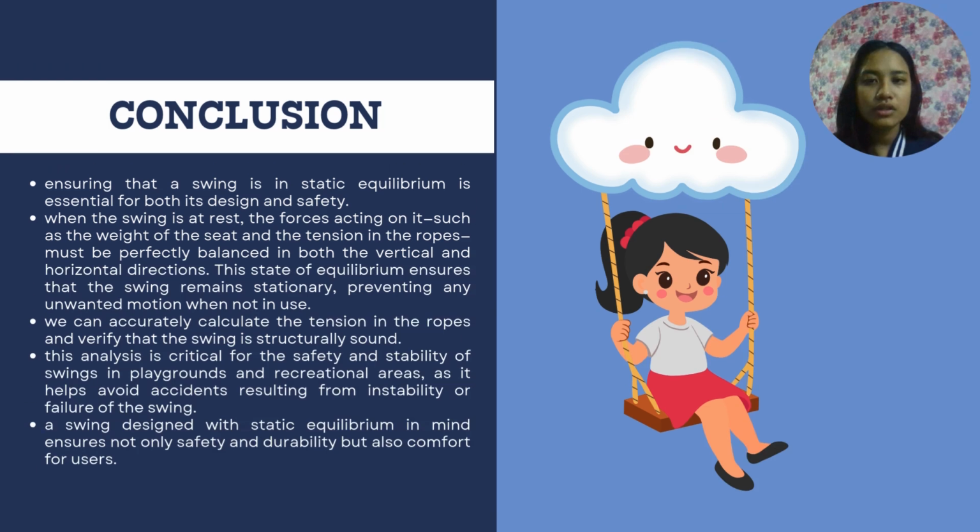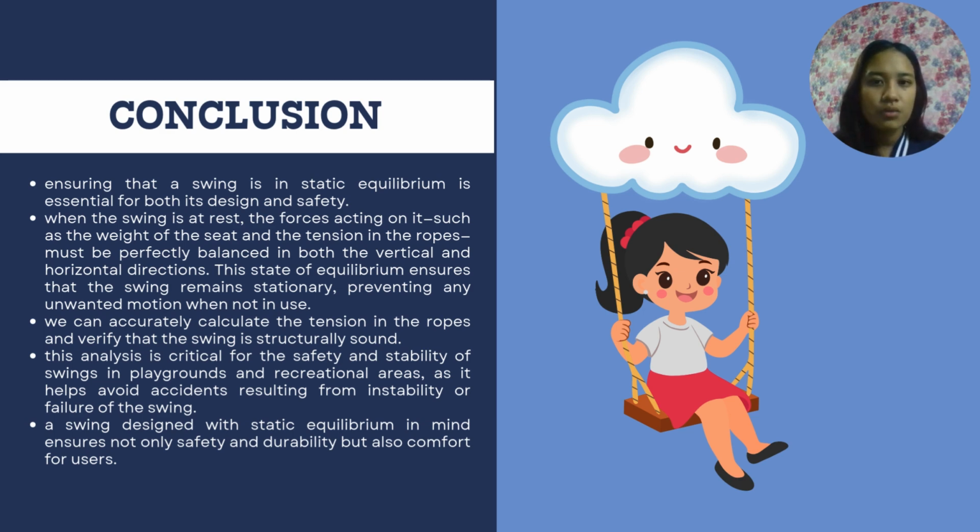Conclusion for this case study: ensuring that a swing is in static equilibrium is essential for both its design and safety. When the swing is at rest, the forces acting on it, such as the weight of the seat and the tension in the ropes, must be perfectly balanced in both the vertical and horizontal directions. This state of equilibrium ensures that the swing remains stationary, preventing any unwanted motion when not in use.